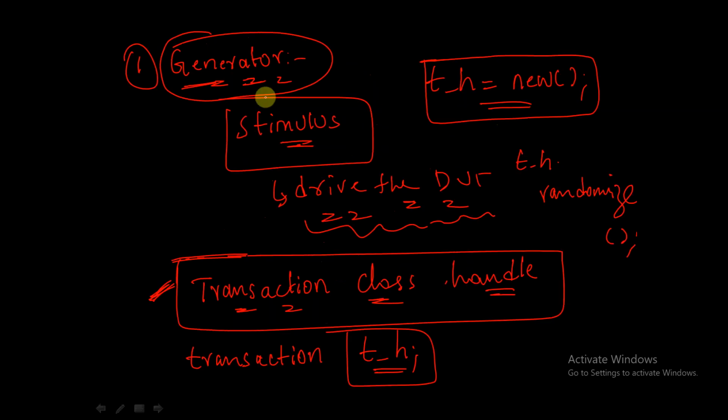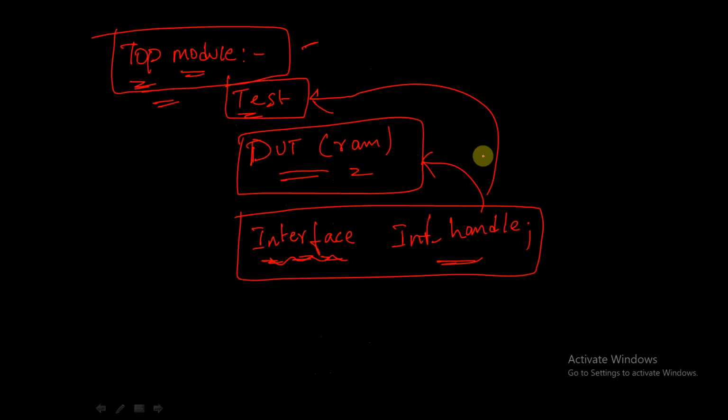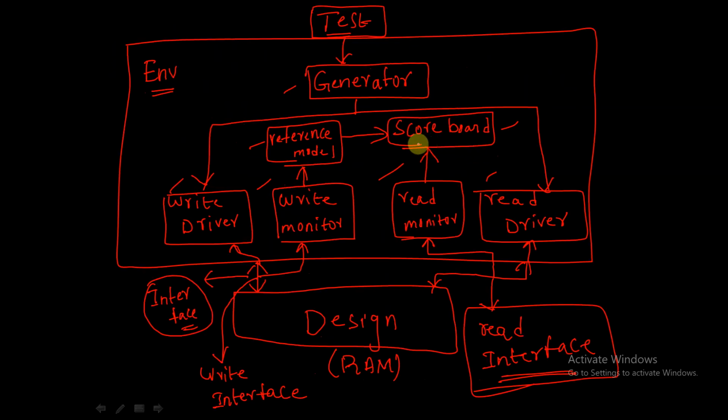Now inside the generator class we have created the handle of our transaction class, created the object for it, and performed randomization using the transaction class handle. This generator class, as we have discussed already, is going to provide the stimulus which will drive the design. So this generator class now has the object t_h.